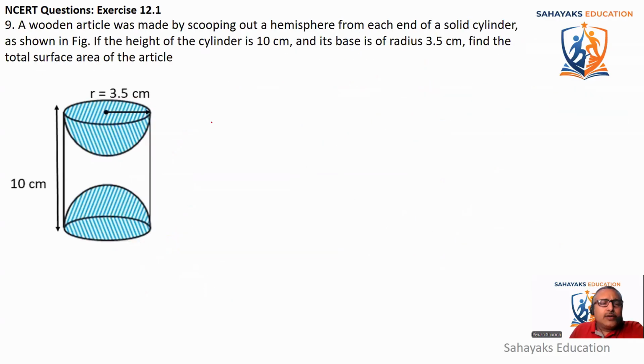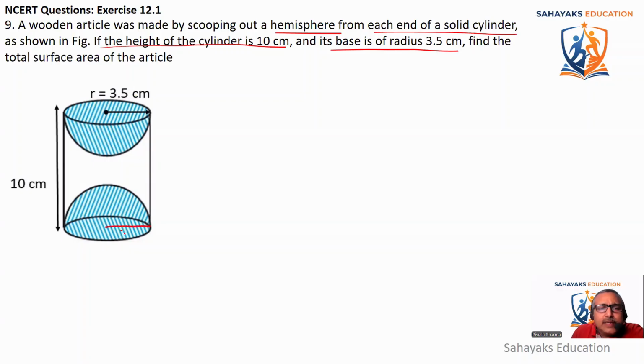A wooden article. Now the figure is given. A wooden article was made by scooping out a hemisphere from each side of the solid cylinder. This time they have dug out from both the sides. If the height of the cylinder is 10 centimeter, which is already given, and the base radius is 3.5. So basically, on both the sides, the radius is 3.5.